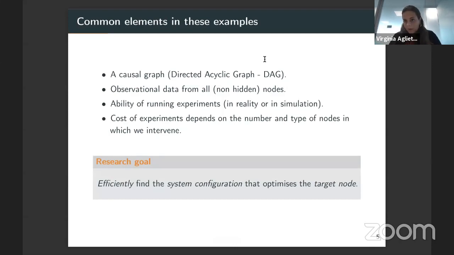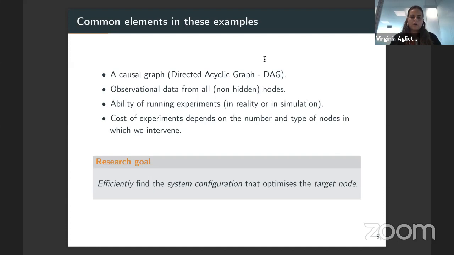So in all of these examples, we have a causal graph. We assume to be able to collect observational data from the nodes, the variables that we observe, and we can run experiments. We can run experiments in reality, for example for the crop yield example, or through a simulator that we constructed in the PSA healthcare example. For each experiment that we run, we have a cost that depends on the number of variables that we intervene on and what kind of intervention we perform. So if we intervene on two variables, we'll have a higher cost compared to an intervention on a single variable.